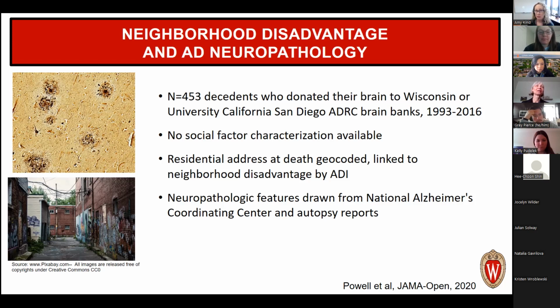But they were not socially characterized. These were individuals whose tissue was beautifully characterized, but really there were no social factors. So we were able to get their address from their autopsy report and from the condolence letters that were sent to the family.